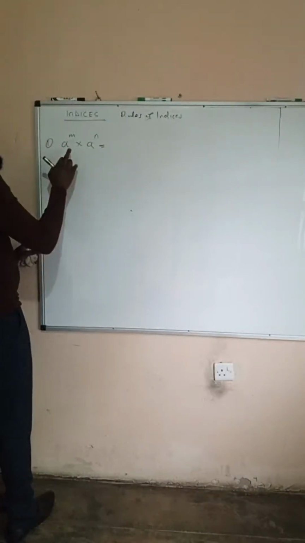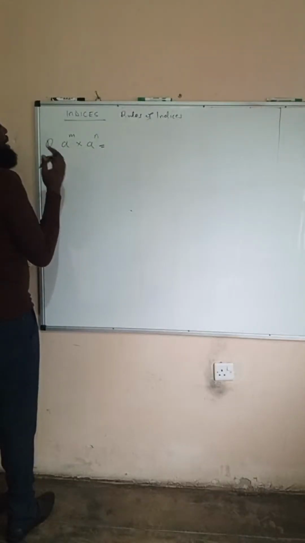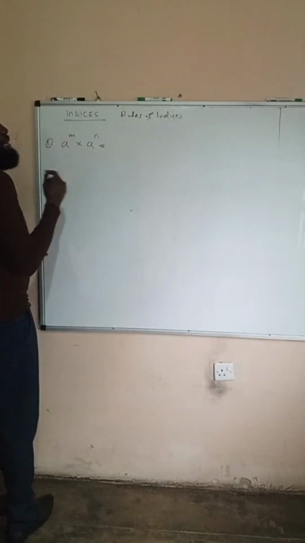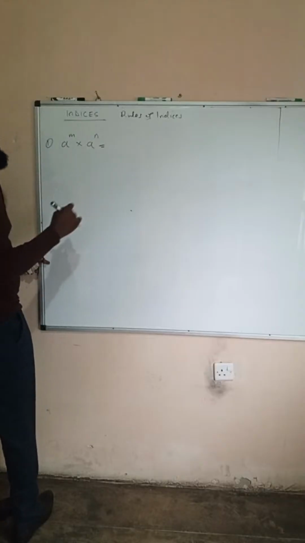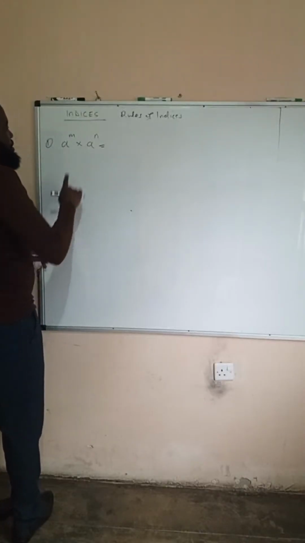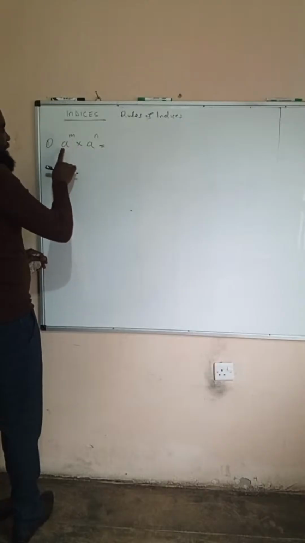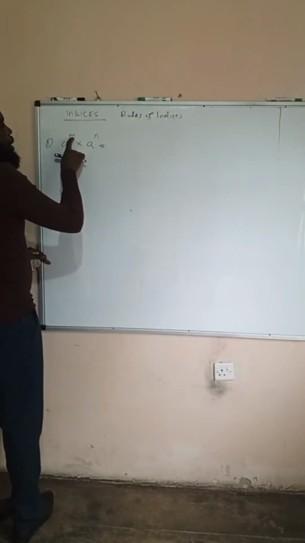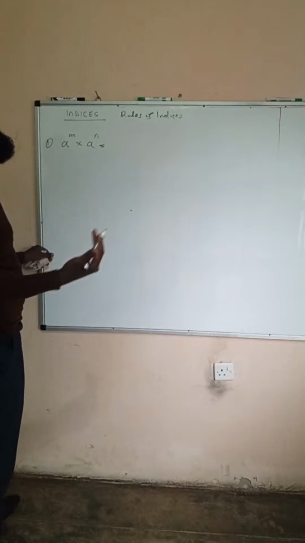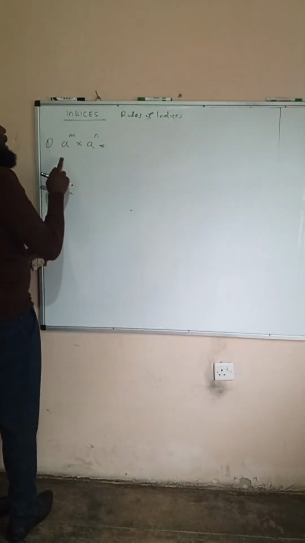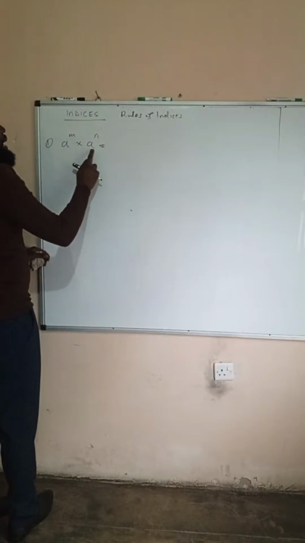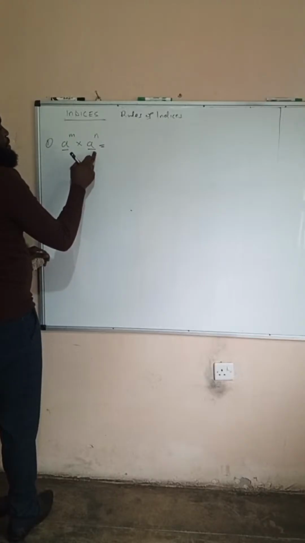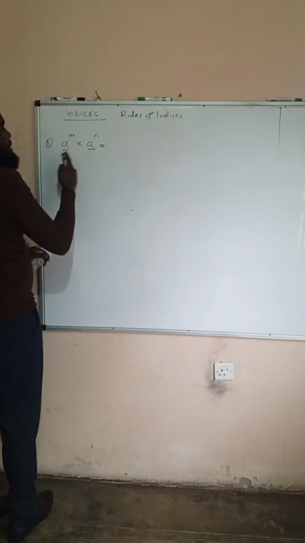When you are given indices having the same base, or when you are given powers, the power and the index is the same. If I say power and index, I mean the same thing. So if I say a to the power m, a to the power n, can you see the base here is the same? It is a. If it's b, as long as these ones down, they are the same.